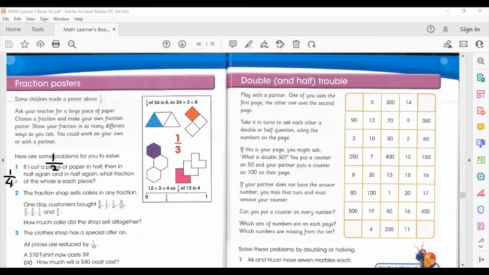Okay, first I cut a piece in half. It's 1 by 2. Then in half again, and in half again. So when we make half again, this is 1 by 4, and then half again, it's 1 by 8. Every time it's increasing, so the last fraction we can say is 1 by 8. First cut makes a half, the second cut makes a quarter, and the third cut makes a further half, so the quarter changes into 8, so 1 by 8.